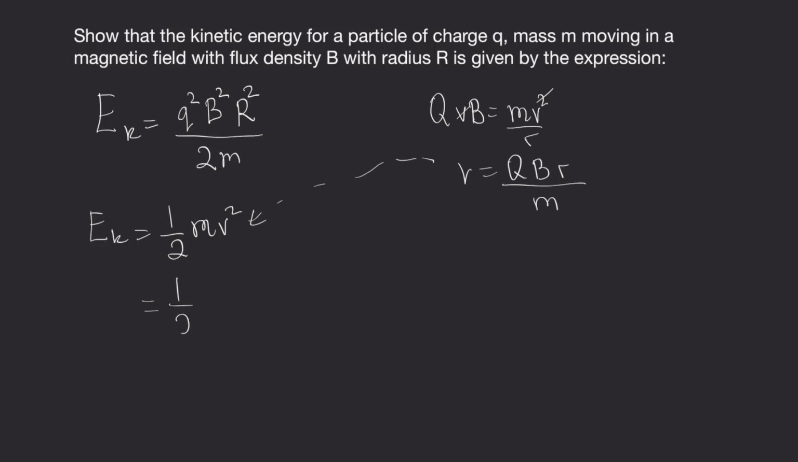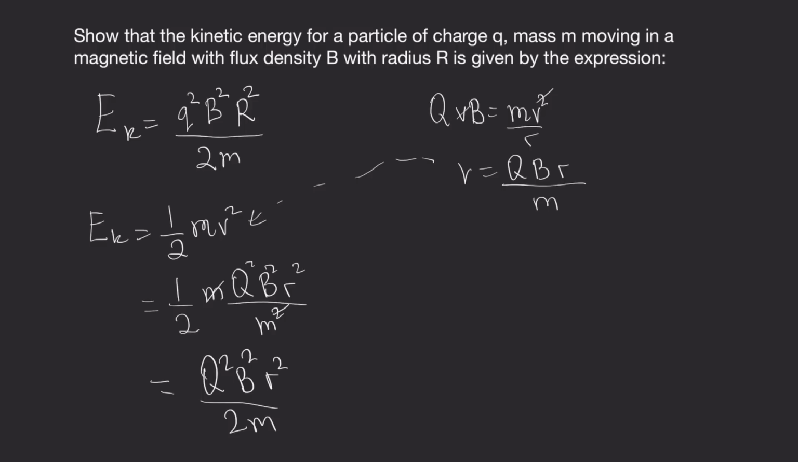We're going to get a half. Rather than v squared, I'm going to say Q squared B squared r squared divided by m squared. So this mass and this one here will end up cancelling. So I think we've got it. This is Q squared B squared r squared over 2m, and this is virtually what's required. Oops, I've just noticed that my Q's should have been lowercase q's, so let me just change that.